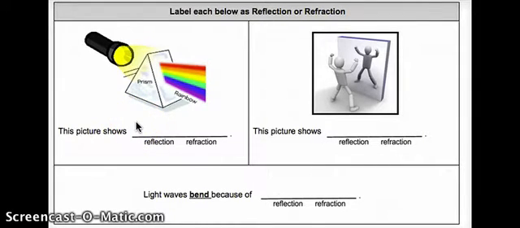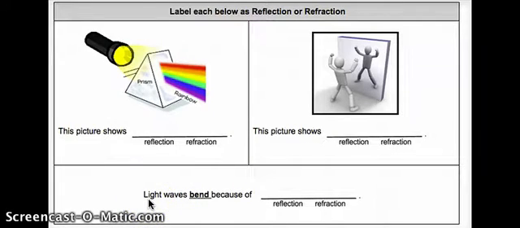The next part of the test is all about reflection and refraction. So you're going to choose which one based off the picture or question. All right, this picture shows, you'll choose reflection or refraction. The next picture shows reflection or refraction. You will choose and write it in the line. Reflection or refraction.